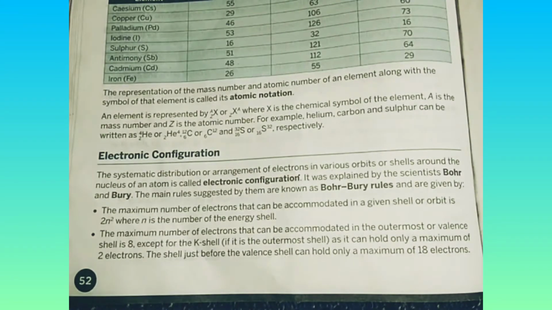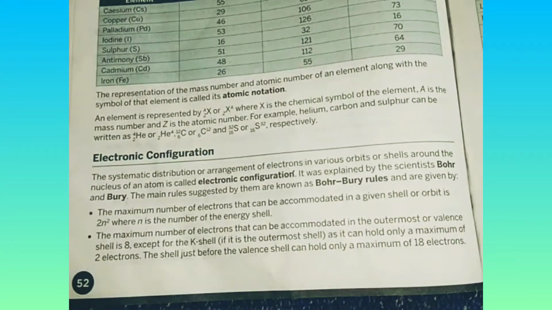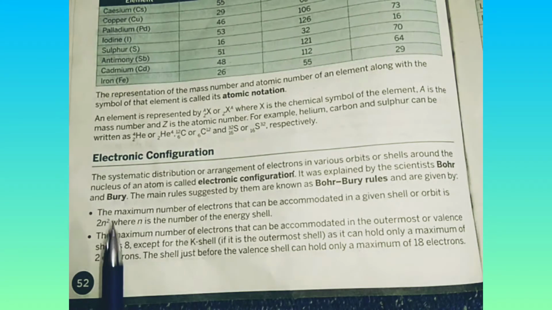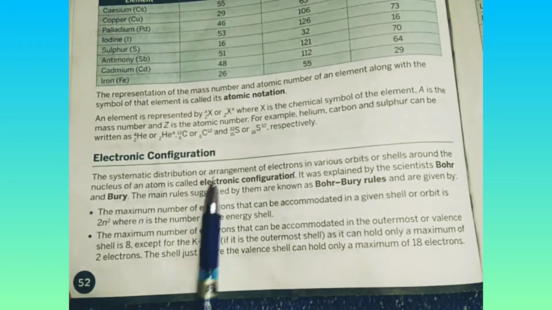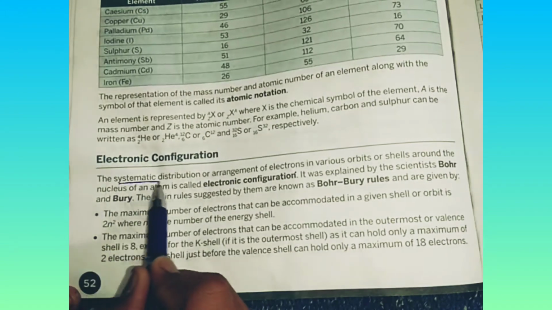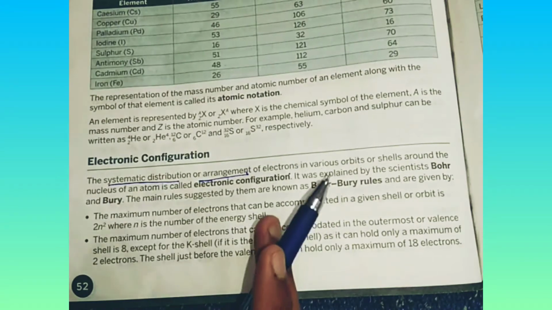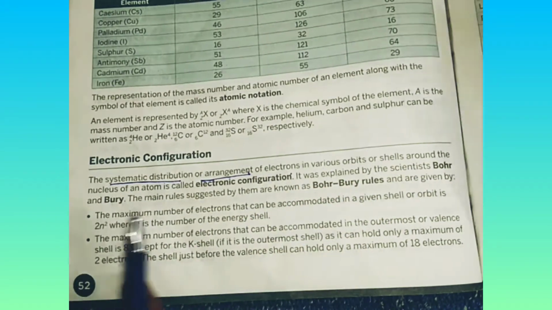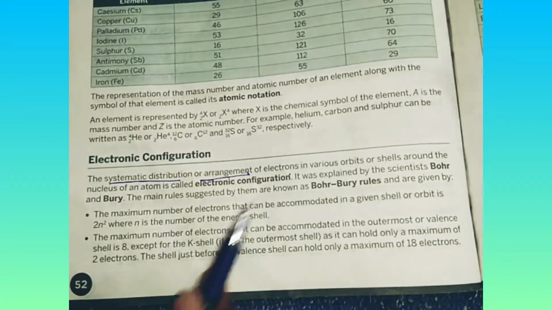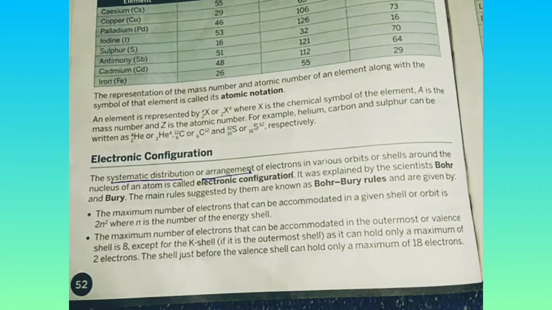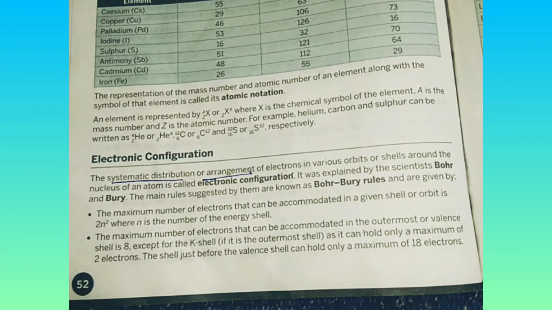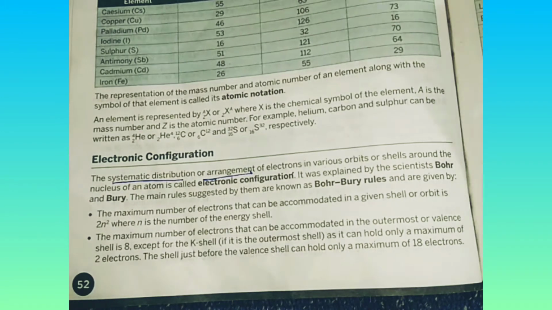First we are going to discuss electronic configuration. The systematic distribution or arrangement of electrons in various orbits or shells around the nucleus of an atom is called electronic configuration. Children, for anything we require a systematic distribution, so the systematic arrangement of electrons in the various shells or orbits.